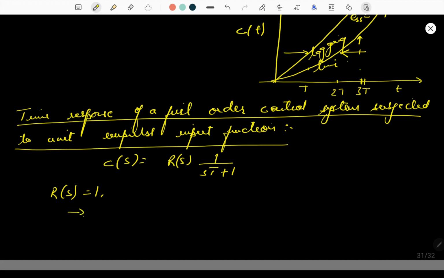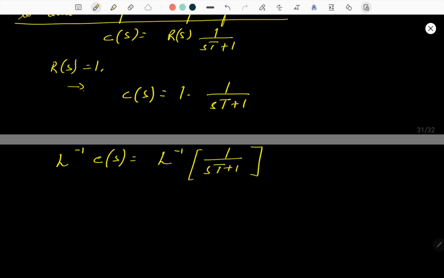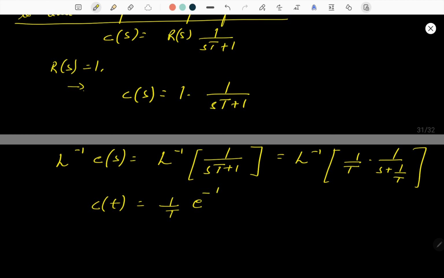So if we put this value of R(s) equal to 1 in the above equation, then what are we going to get? We get C(s) is simply equal to 1 into 1 upon sT plus 1. Understand? Okay, so the inverse Laplace transform of the above equation should be the Laplace inverse of C(s) and the Laplace inverse of 1 upon sT plus 1. So the output will become c(t), and the inverse is simply 1 upon capital T into 1 upon s plus 1 upon T. Okay, this one. So 1 upon T into e to the power minus t over capital T.